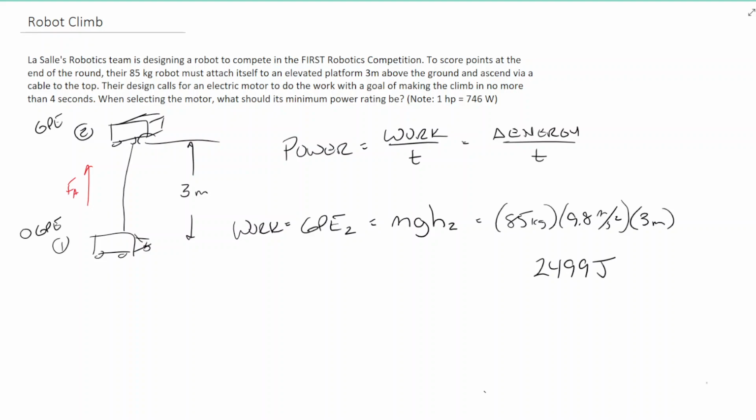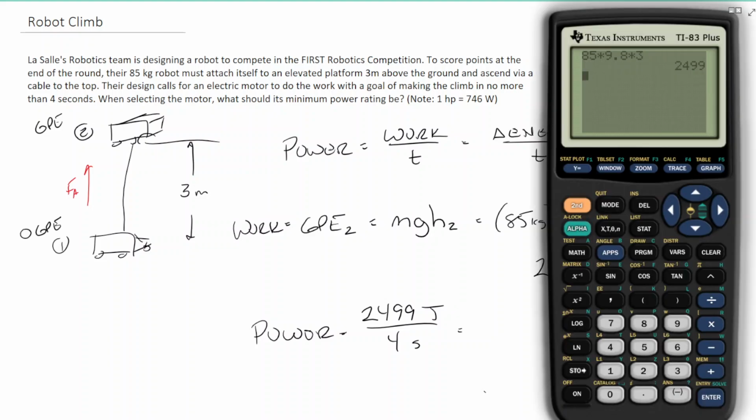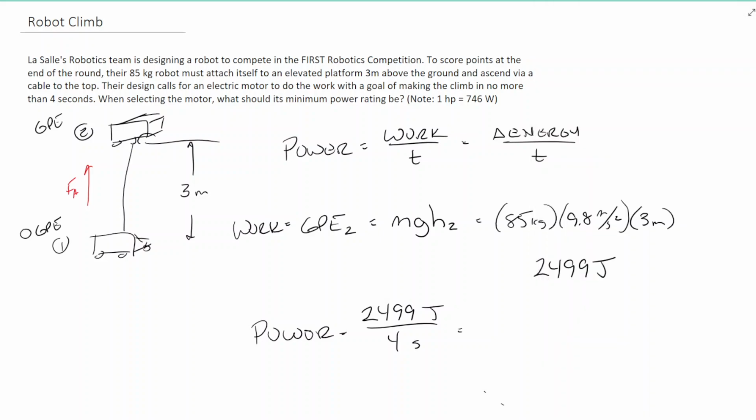There's a lot of motors that can do that amount of work, but there's a certain amount of power needed to do that in only 4 seconds. The power is the rate we do work. So we would take the work we do, 2,499 joules, and we would need to do that in only 4 seconds. The amount of power output, therefore, if I divide by 4, is 624.75, so let's just round it to 625 watts of power.